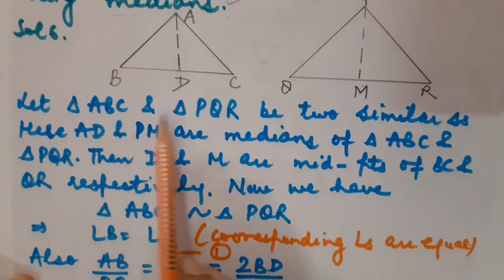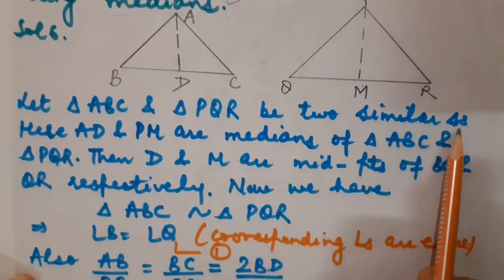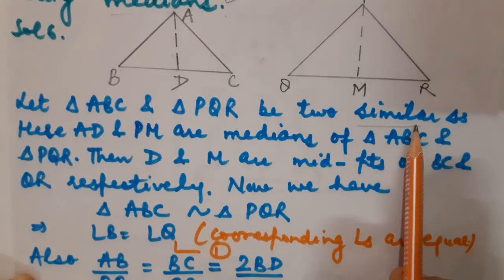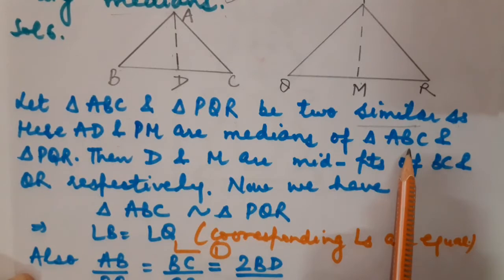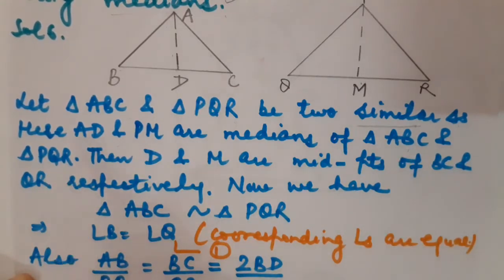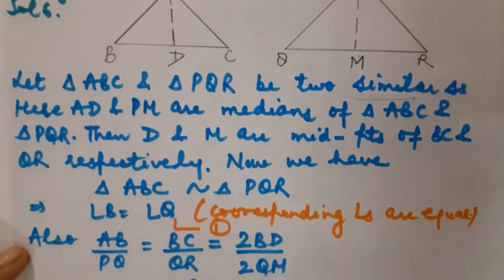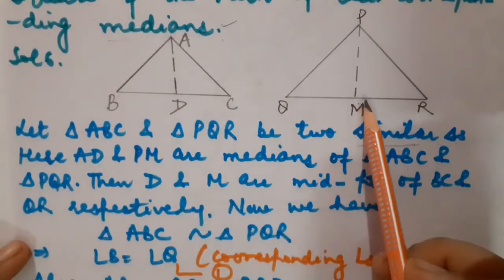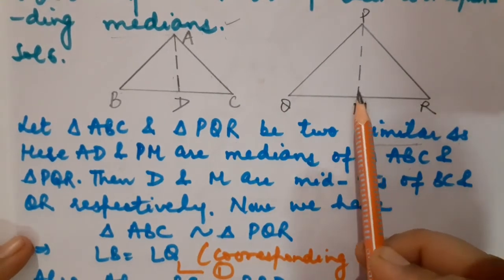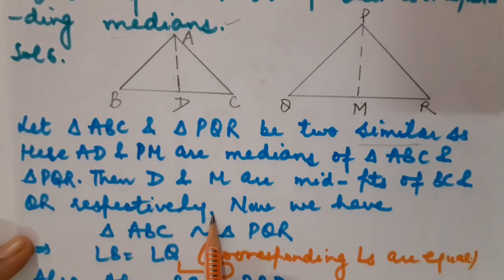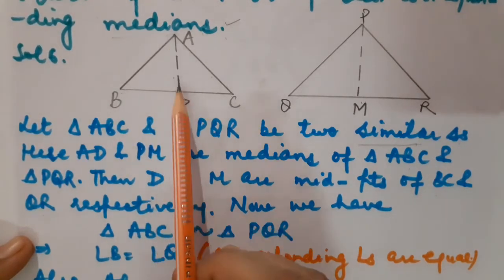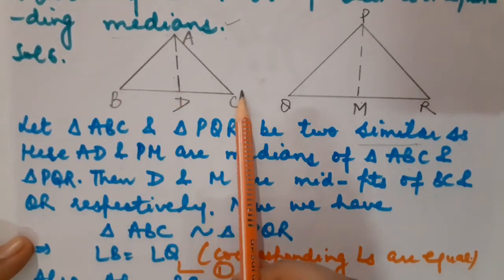Let triangles ABC and PQR be two similar triangles. This has been given to us. Okay. Here AD and PM are the medians of triangles ABC and PQR respectively. So children, as AD and PM, they both are the medians, so what can we say? That D and M are the midpoints of sides BC as well as QR respectively. Because I have just told you that a median divides the opposite side in two equal parts.